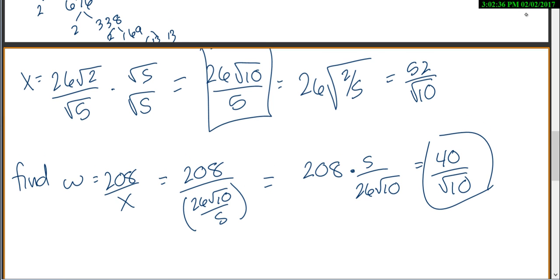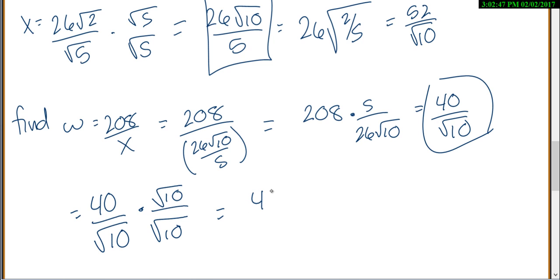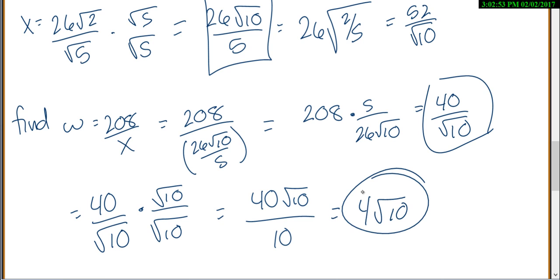Okay. If you didn't want to leave your answer there, though, you could say this is 40 over the square root of 10. If you don't like square roots on the bottom, you can multiply top and bottom by the square root of 10. So we get 40 square roots of 10 over 10. Those 10's cancel, and you get 4 square roots of 10. So either way, it should accept either of those answers as correct.